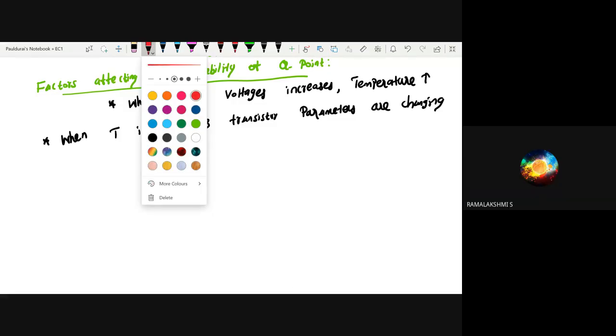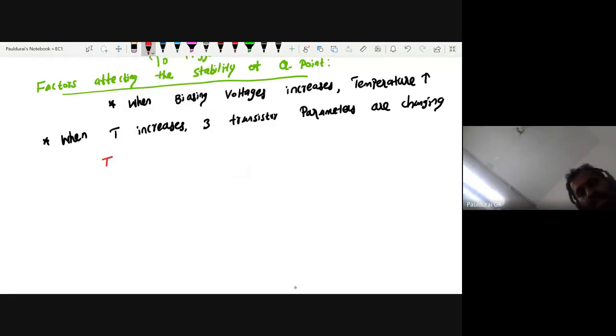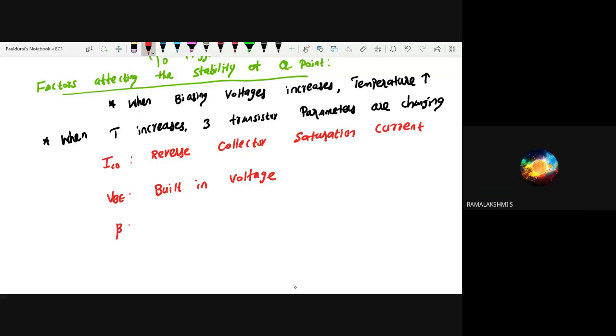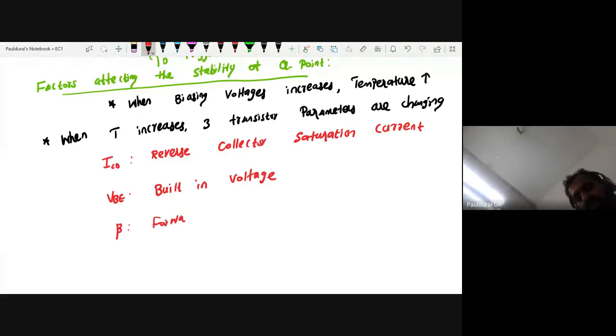Reverse saturation collector current, sir. So the first one is ICO. It is called reverse collector saturation current. Yeah, very good. Next one. Built-in voltage, sir. VBE, built-in voltage. Third one. Forward beta, current gain. Forward current gain.